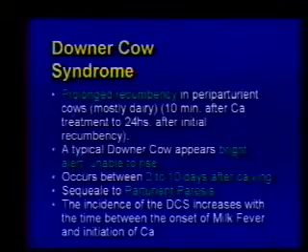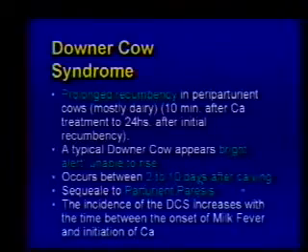Downer cow basically is a prolonged recumbency, usually in periparturient cows, 10 minutes after calcium treatment to 24 hours after initial recumbency. So you have a cow that has milk fever, you treat her with calcium, and she doesn't get up within 24 hours. This animal is in danger of becoming a downer cow. A typical downer cow appears bright, alert, and is unable to rise.